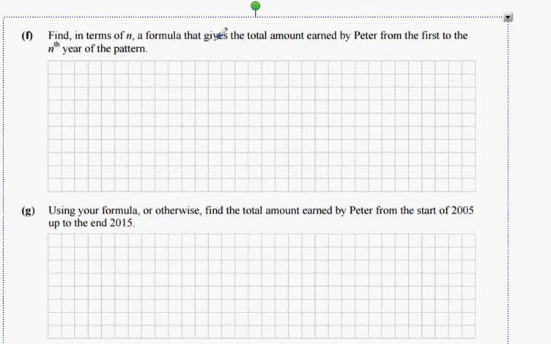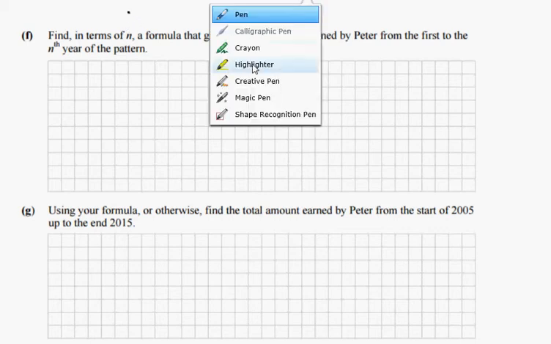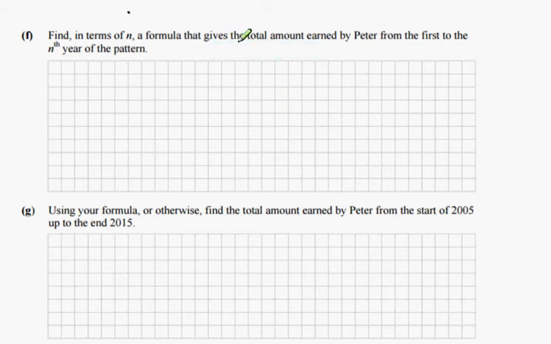F. Find, in terms of n, the formula that gives the total amount earned by Peter from the first to the nth year of the pattern. Lads, what does that mean? Does that mean Tn or Sn? Why is it Sn? What's the key word that turns this into an Sn question? Total amount from the first to the nth year.